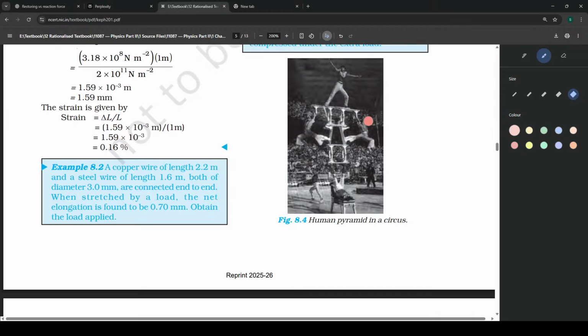Basically, we know the length of both of the rods, and we also know the diameter with which we can find area, and we know one of the rods' elongation through which we can apply the force. Like from the steel rods, okay, the net elongation is found to be 0.7 mm, not for one rod's elongation. Then it's going to be a little more complicated.